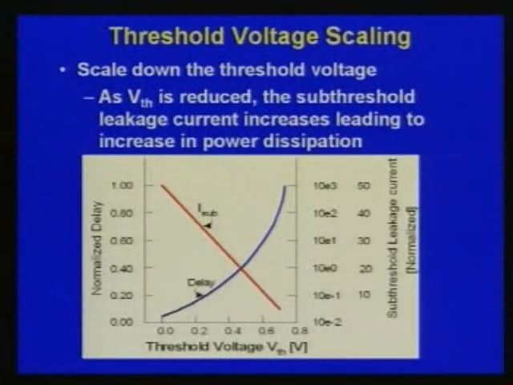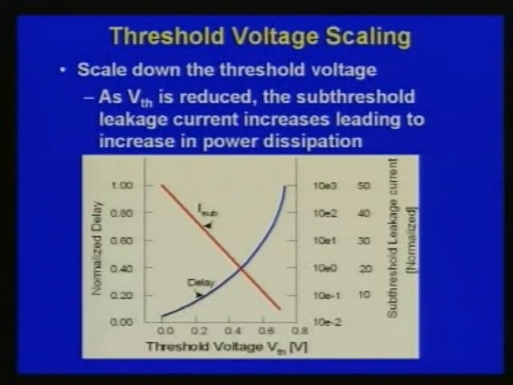As you can see in this diagram, if you increase the threshold voltage, the subthreshold leakage current reduces exponentially. This plot is semi-log, so this side is linear and this side is log. So leakage power reduces exponentially as you increase the threshold voltage. So by increasing the threshold voltage, the leakage power can be reduced, but unfortunately we are facing the same problem here. As you increase the threshold voltage, delay increases exponentially.